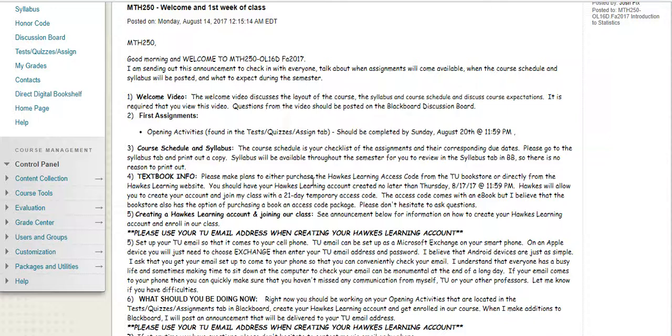Textbook. Alright, so please make plans to either purchase the Hawk's Learning access code from the TU bookstore or directly from the Hawk's Learning website. I believe that if you go to the TU bookstore, they have the option of purchasing a hard copy or a soft copy of the textbook with the access code, but the most important thing is that you're going to need the access code.